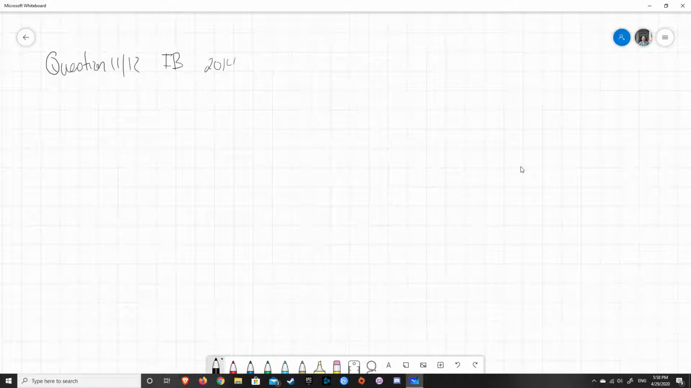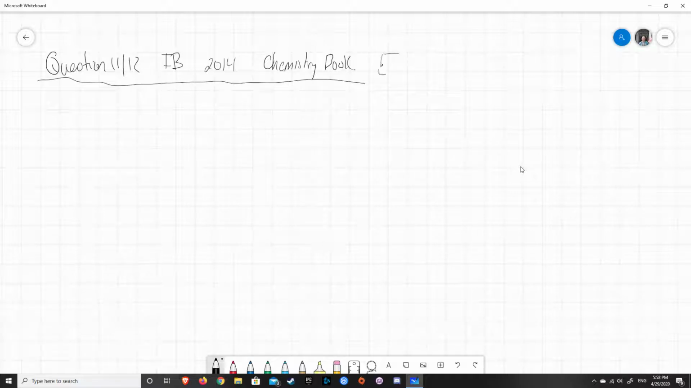2014 chemistry book. So this is the book that I use for my class. Basically, let's look. So this question, right? This whole chapter has to do with enthalpy or energy change, and the different energy changes that we have to know.